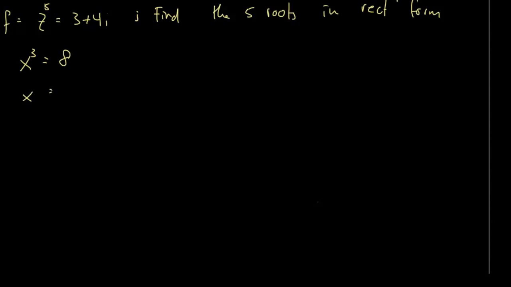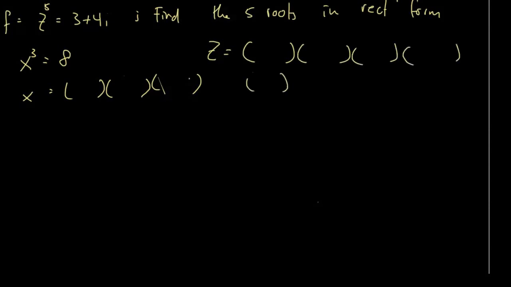x will have three numbers, 1, 2 and 3. So for this question, z to the power of 5 equals 3 plus 4i, find the 5 roots. You're basically finding the 5 factors that, if you multiply all of them back together, you would get 3 plus 4i again. So coming back to the x, that will be 2, 2 and 2.